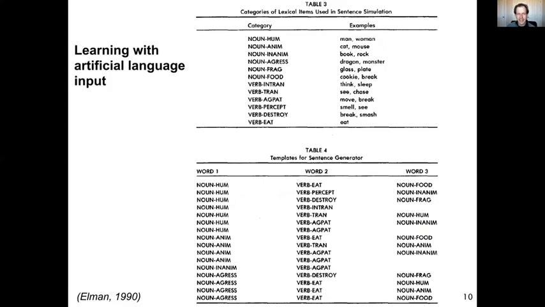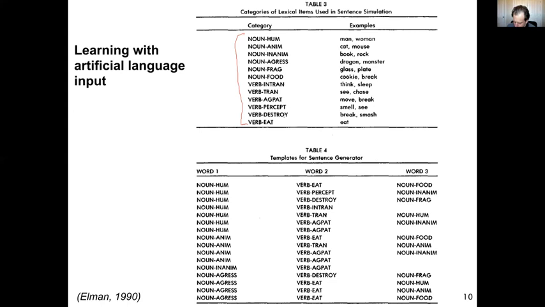So let's look at a classic example that really brought the simple recurrent network to the attention of both people in machine learning and people in cognitive science 30 years ago. This is one of several examples in this classic paper, Elman 1990. This was a case of learning at the sentence level with artificial language input. So Elman devised a very small toy grammar that had a set of word classes: nouns and verbs. There were different kinds of nouns with varying animacy and varying tendencies to do different things, and different kinds of verbs, some intransitive, some transitive.